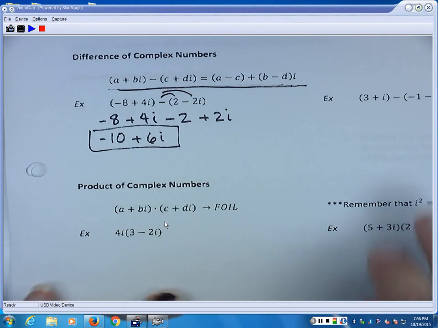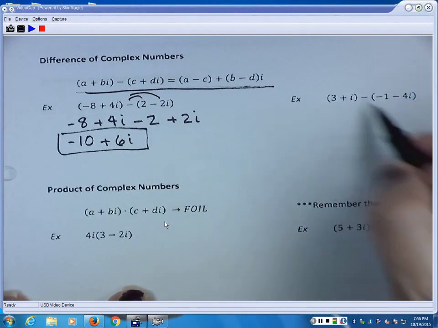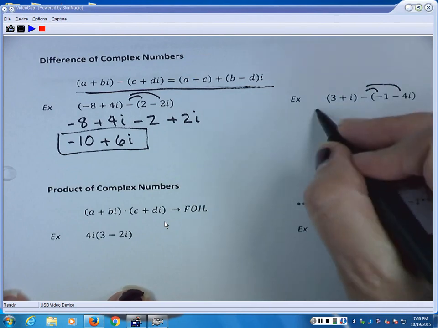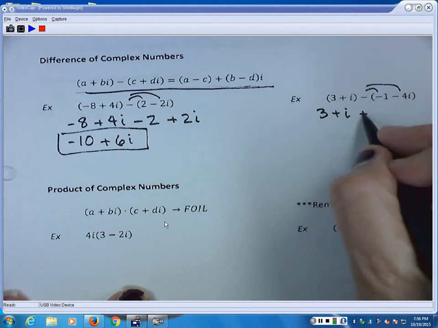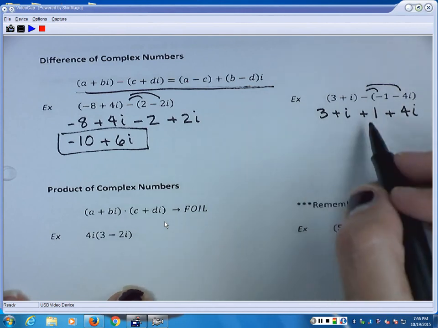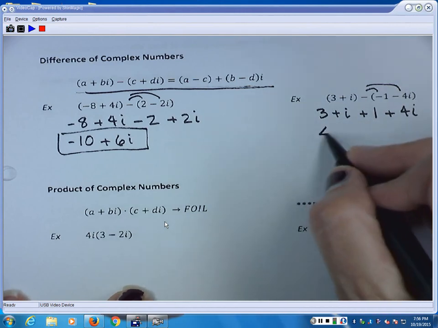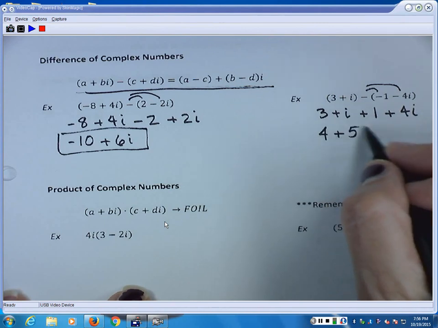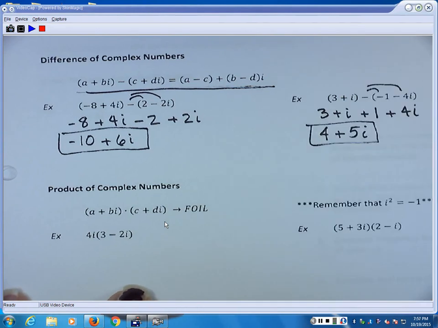All right, next one. Distribute your negative sign. That changes the sign of every term here. 3 plus i plus 1 plus 4i. Combine your like terms. 3 plus 1 is 4. 1i plus 4i is 5i. Okay?